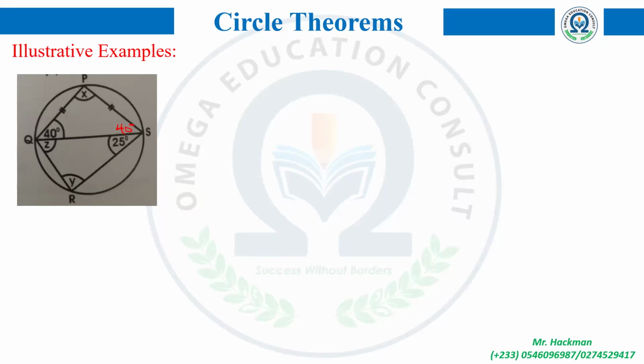Okay, it is true. That's why I said someone can choose not to use the triangle here to find z. You can use the opposite angles of a cyclic quadrilateral or angles in the same segment. You end up getting the same thing. Okay, thank you very much.